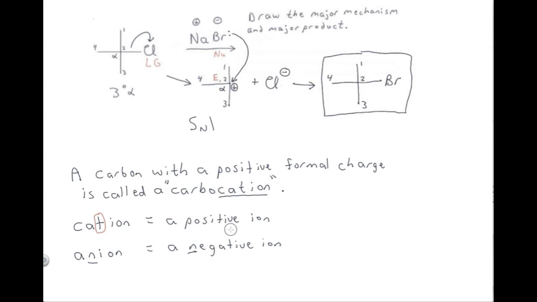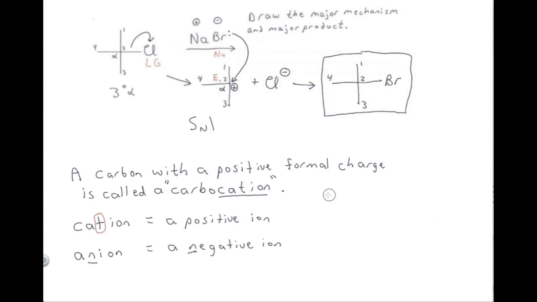All right, so this is called a cation because it's a positive ion and carbo because it's a carbon. Is this a carbocation? No. This is a cation because it's positive, but it's not a carbocation because it's not a carbon. So a carbocation is a carbon with a positive formal charge, not just any old atom with a positive formal charge. I want to define that carefully because carbocations play a crucial role in the entire remainder of your Ochem class. So we need to be very clear about them.